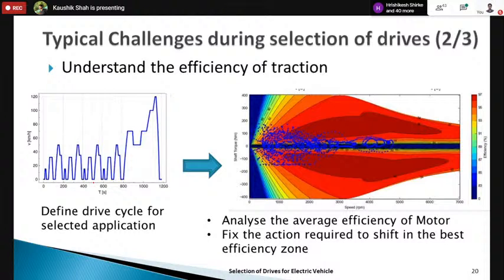And I would again point out here that drive cycle matters. If it is a highway cycle where the maximum speed is there, as you see on the left side here, the speed is on the high side, and the performance of the motor would be different than in the other portion. So what is the application where you are putting your motor, and what traction efficiency comes up? You need to understand this, and then take actions to bring it back into the efficiency zone, which will be beneficial to you.